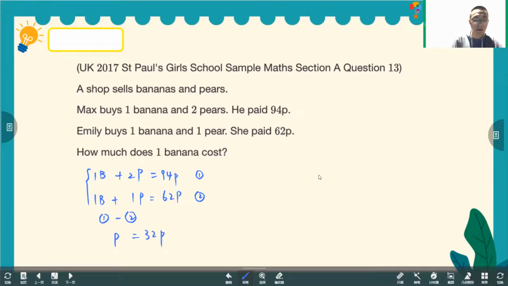And then we plug this back into equation number 2, which will give us 1 banana is 30 pence. Correct. So for the answer who got 32 pence, you got pear. Yeah, you got the cost of 1 pear, but we're looking for the cost of 1 banana. Okay, so let's move on. Good job, everyone.